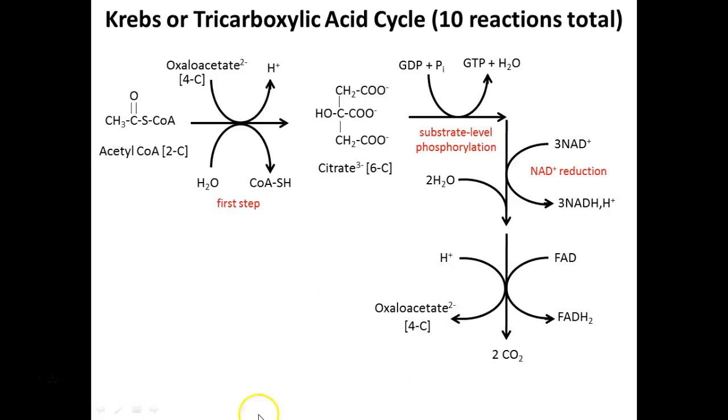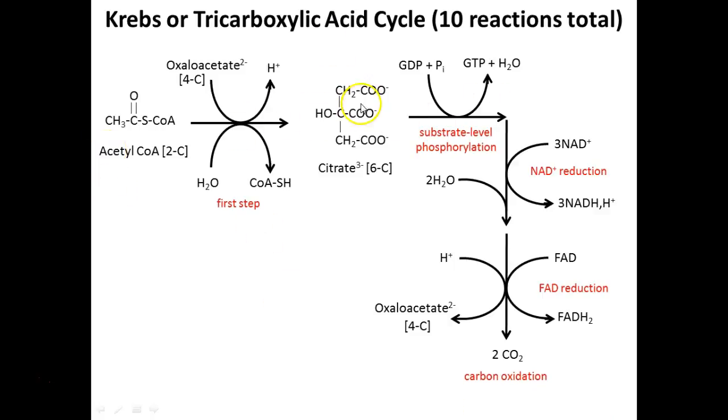And we regenerate the oxalate. That's why it's a cycle, right? It just keeps going. We add in the acetyl group, the 2 carbons, to the 4 carbon, and it just keeps going around and around. Although things can jump off, or come into the cycle.